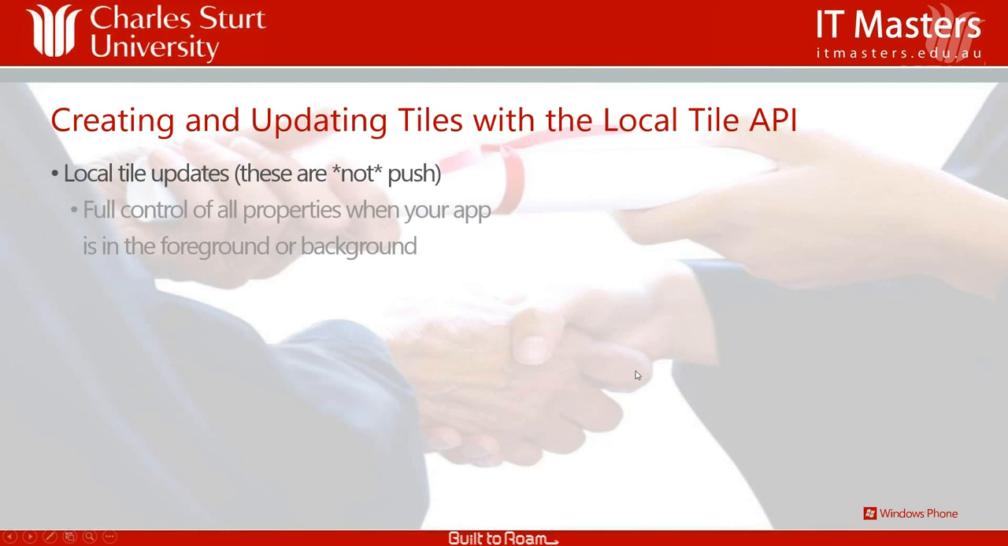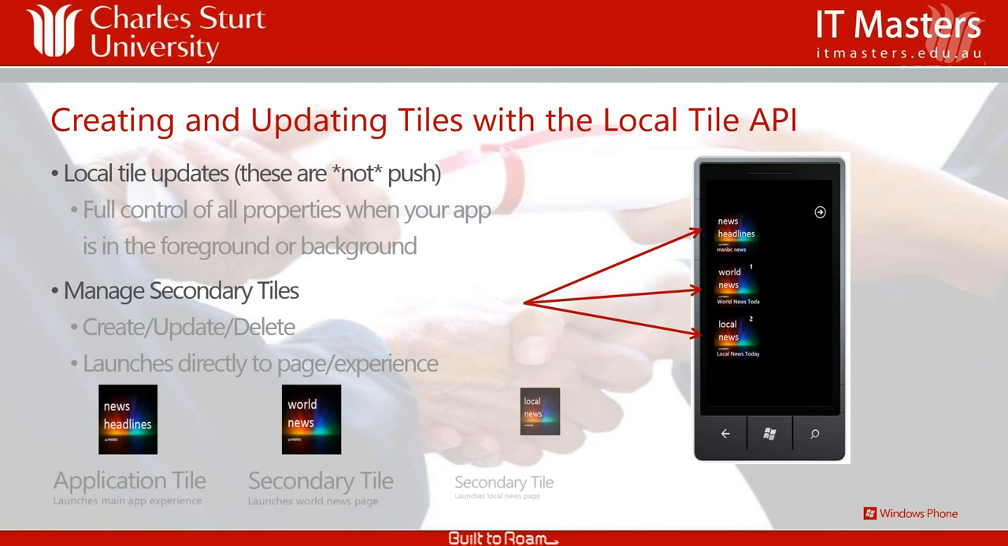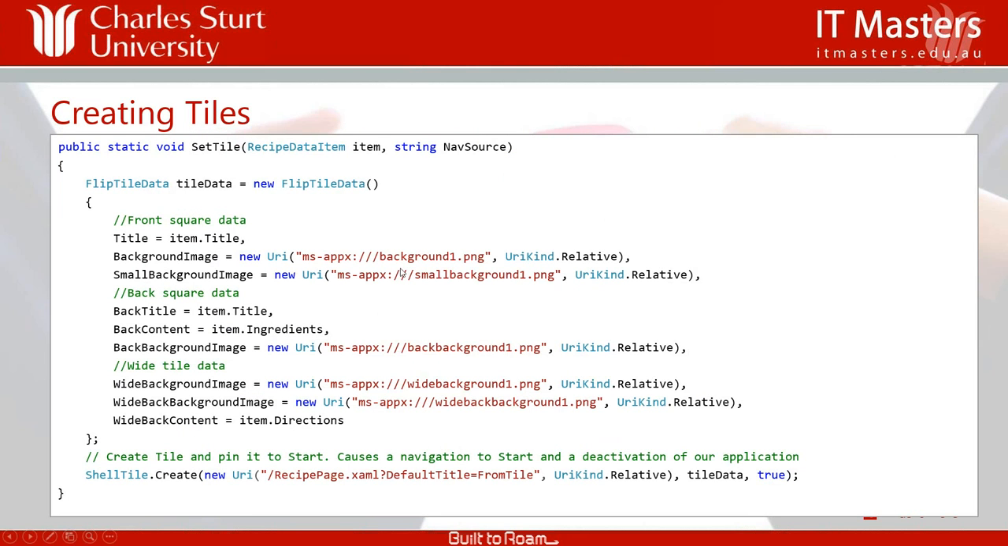So, using the local API to actually create tiles, noting that these are not using push notifications, they're essentially all done when your application is running in the foreground or in the background. Okay, you can use it to manage those secondary tiles, so you can use it to create, update, and delete, and those secondary tiles will launch different parts of your application. So here we've got 3 tiles. The application tile is always going to launch our application, and then secondary tiles launch different parts of our application. So here's a bit of code that does just that.